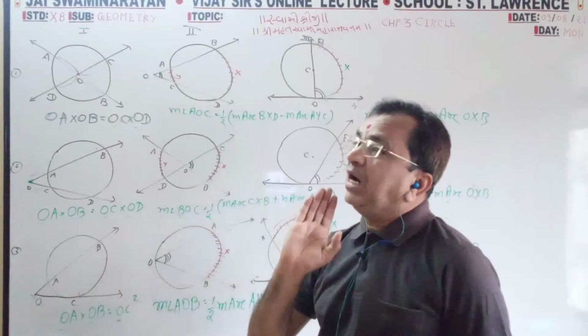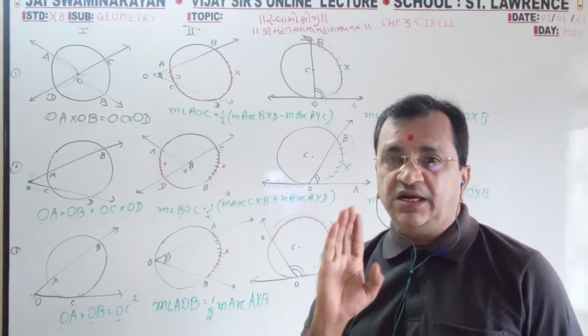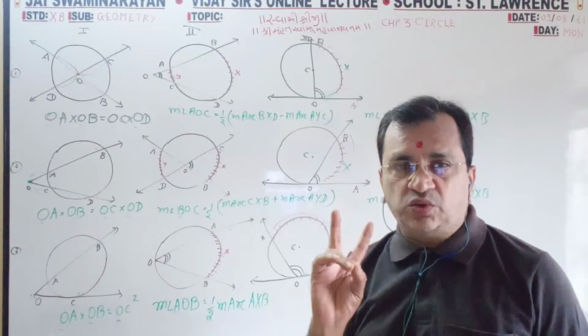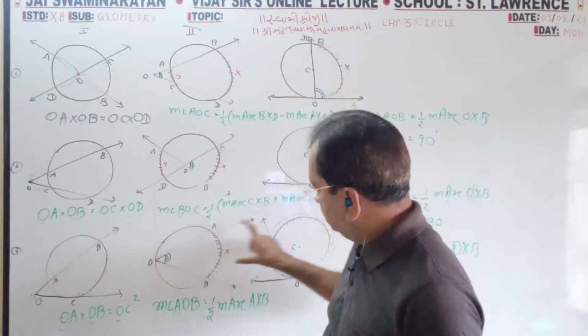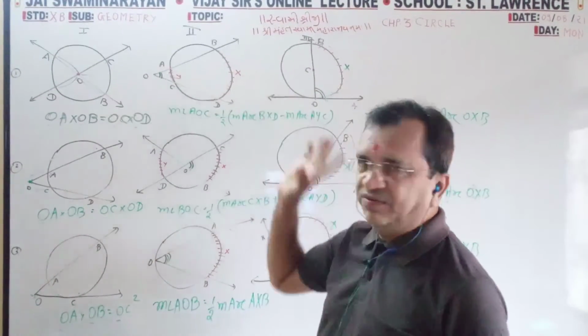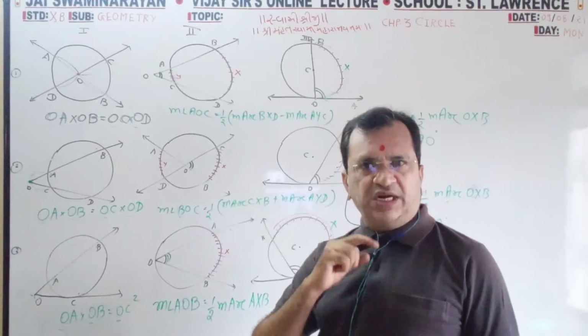Angle formed outside the circle, 2 arcs. Angle formed inside the circle, 2 arcs. Angle formed on the circle, only 1 arc. See, that is where I have given the red mark. So only half of that.